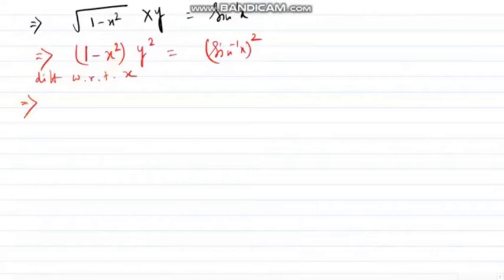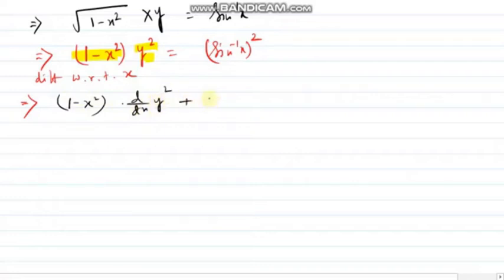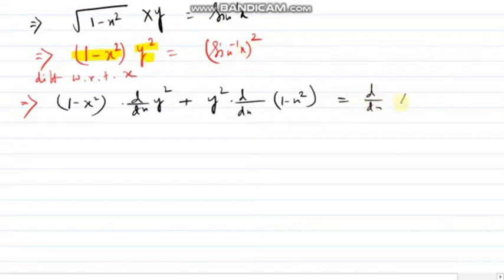On the left hand side, we have to use the formula of u into v. How to apply that formula? Just check. u into d/dx of y square plus v into d/dx of 1 minus x square is equal to sine inverse x whole square. If I differentiate sine inverse x whole square, I just write it d/dx of sine inverse x whole square. So now, 1 minus x square, what will be d/dx of y square? It will be 2y into dy/dx.